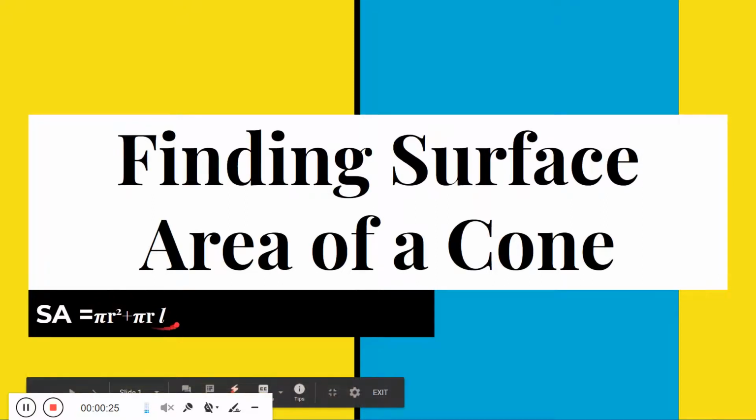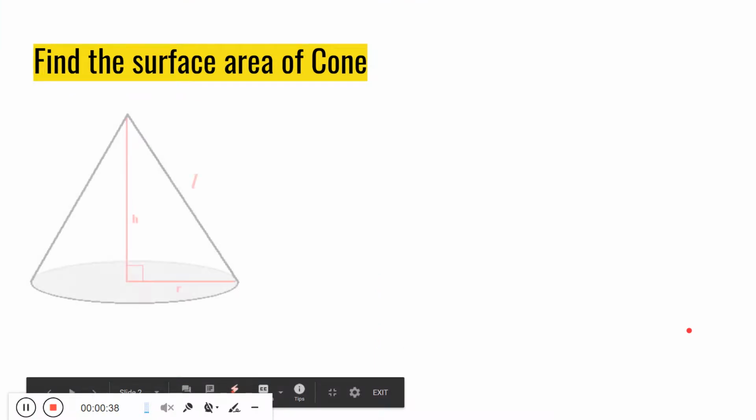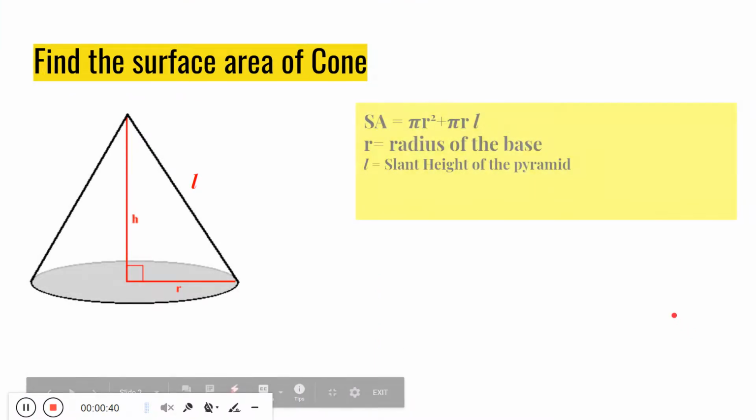This is the lateral area. This is the area of that sector we were talking about. And then you have your base area, and the base area should be very familiar to you, pi r squared, the area of a circle. So let's look at a cone.